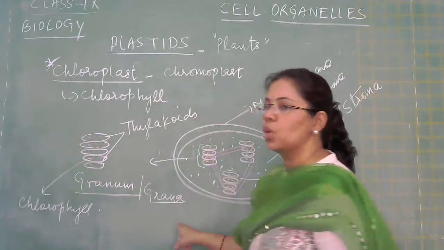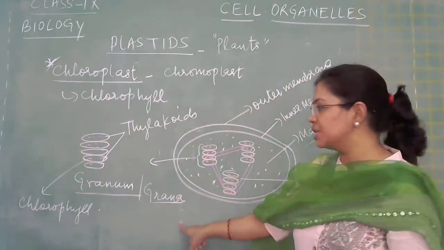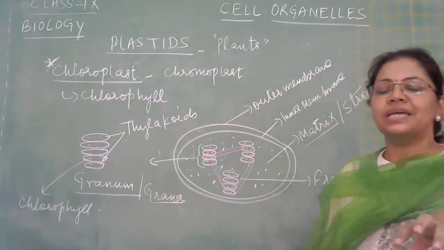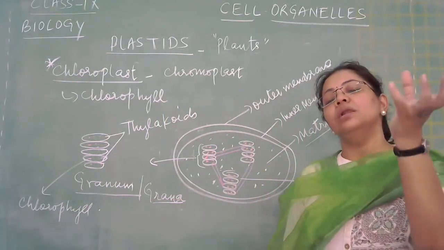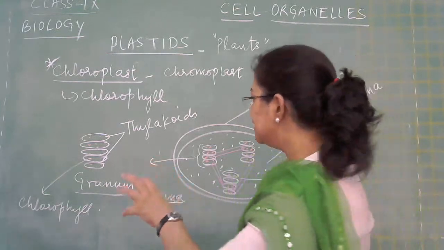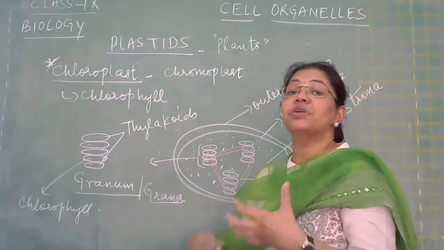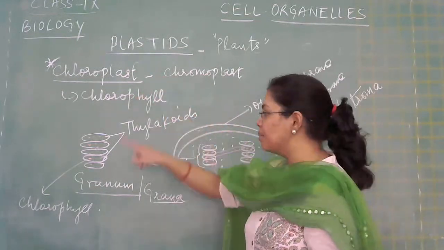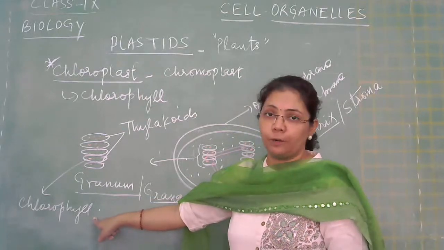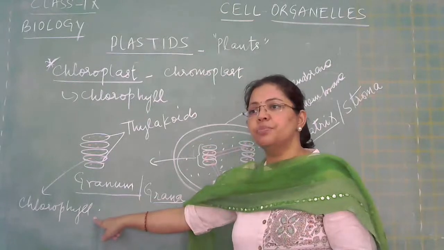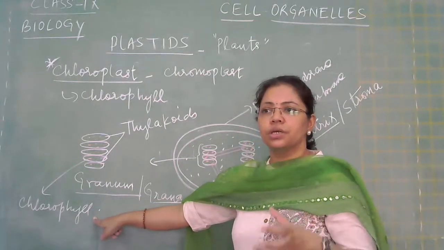Grana. The plural word is grana, and the singular structure is known as a granum. So basically, in all chloroplasts, these thylakoids are present, and they contain different pigments. For example, in the case of chloroplast, the pigment present here is chlorophyll. About the role of chlorophyll, we have already discussed it in the previous question.